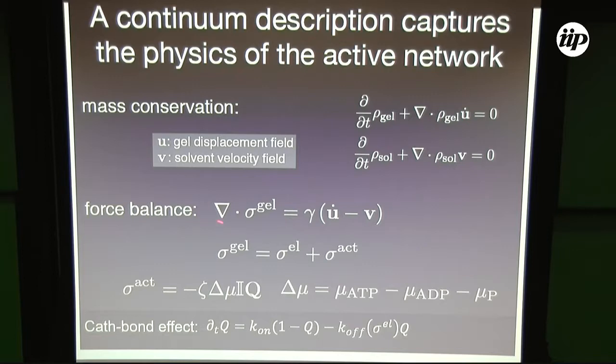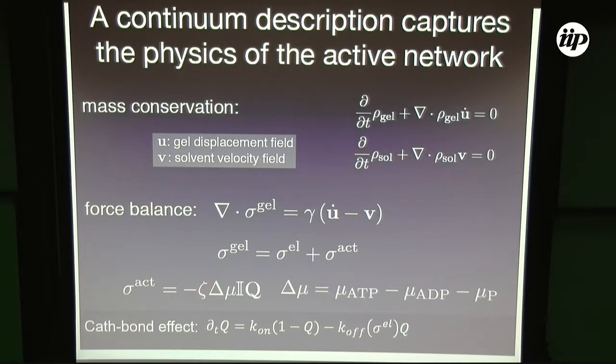So we have a balance of forces, which include the elastic stresses in the gel and the active force generated by the motors, and this is equal to the friction, which is the relative velocity between the gel contraction and the velocity of the solvent. And note that the active stress is proportional to the chemical potential, which is how much energy you get from the ATP and its components ADP and Pi. But this is a phenomenological constant, and this is Q.